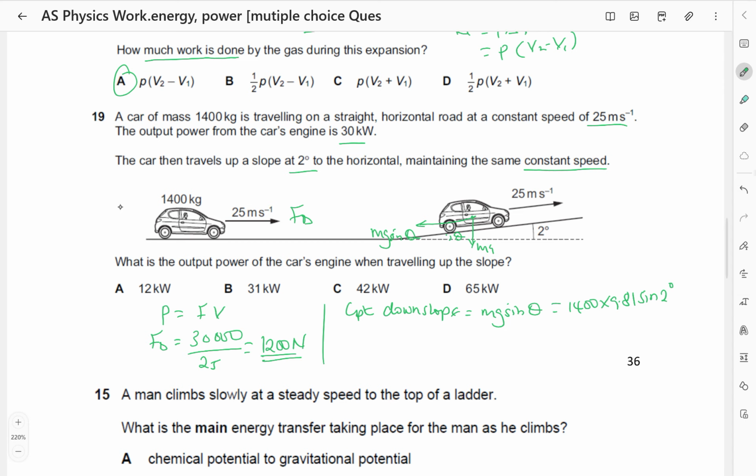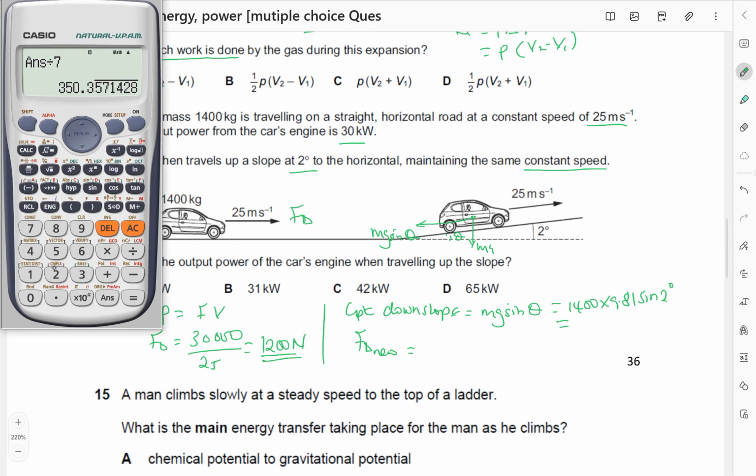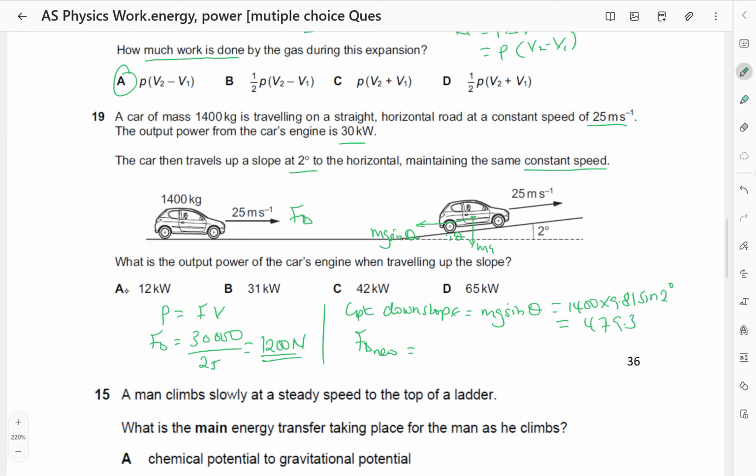So the new driving force, I'll call it FD new, is going to be, what is this value by the way? 1,400 times 9.81 sine of 2. So that is 479.3 newtons. So the new driving force is going to be 1,200 newtons plus 479.3 newtons. So that is going to be the total.